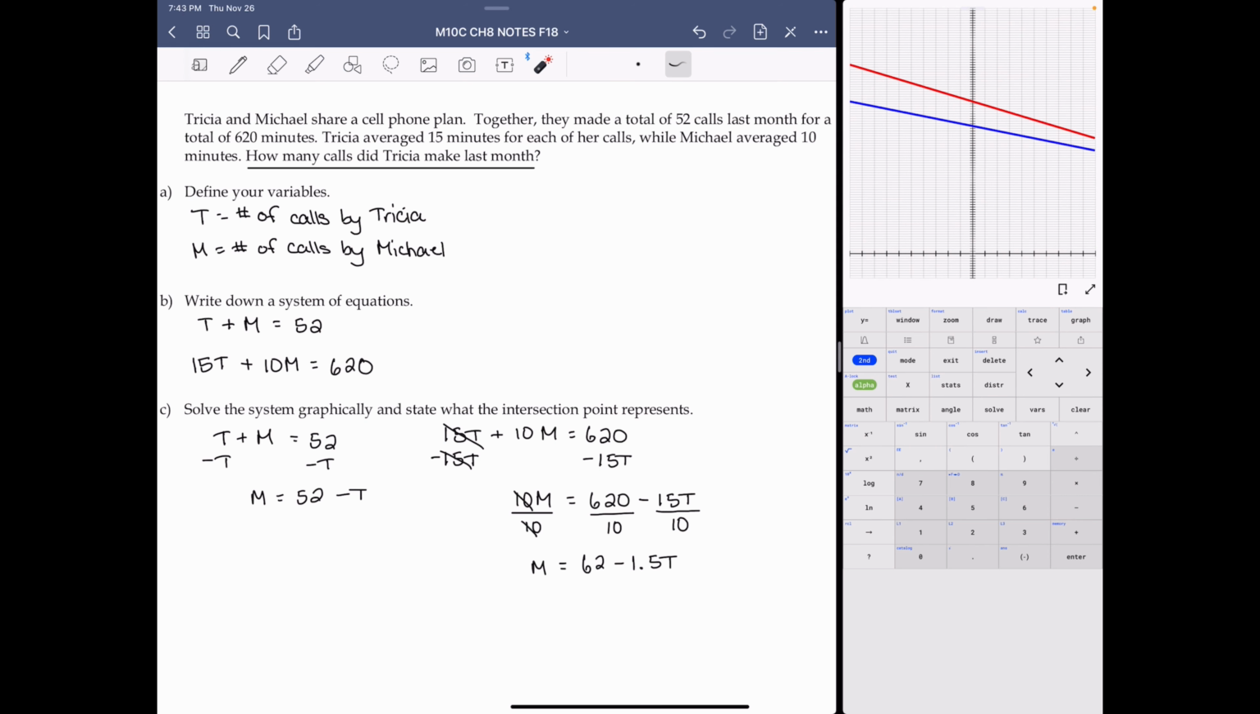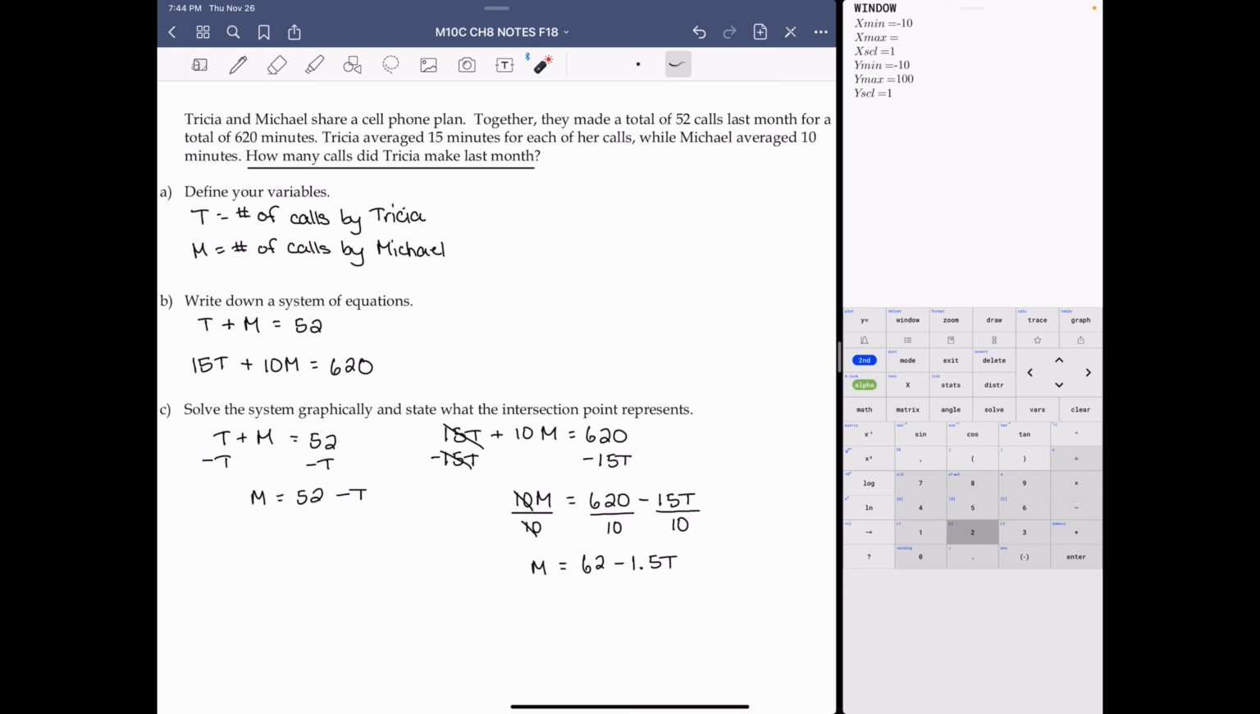Graph. I don't see an intersection point, but I can tell it's going to be to the right because my graph's reading closer on the right side of the screen. So go to Window, left to right, that's your x-axis. So I want to go further right, which is the x max. It's at 10 right now, maybe I'll try 20. I'm just guessing, I don't know.